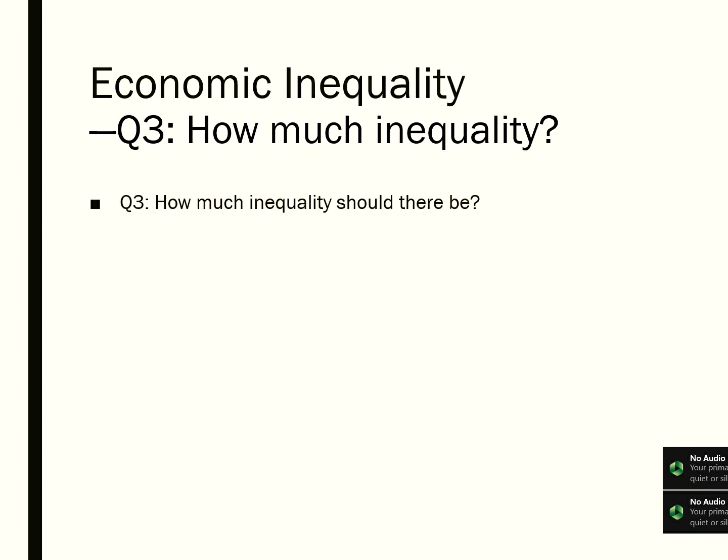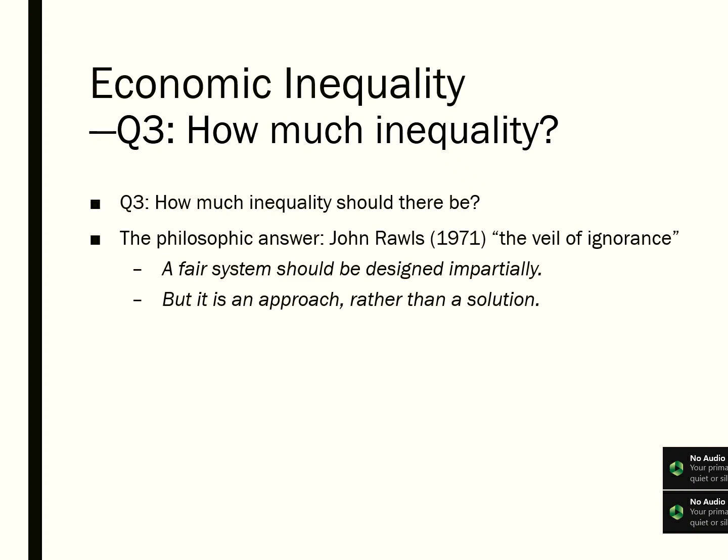The ultimate purpose of measuring inequality is to find out what is the optimal inequality. So if inequality is inevitable, then how much inequality is optimal to the society? I will introduce two answers to this question. John Rawls has addressed this question using a philosophical perspective. He proposed that a fair system should be designed impartially, and this can be done through the veil of ignorance.